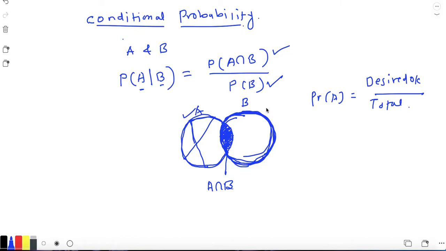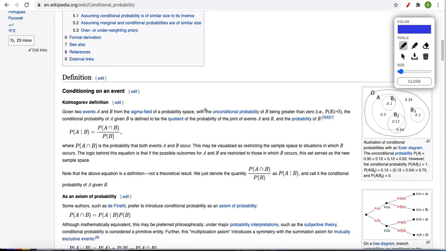We'll try to understand this with an example. Let me go to the website of Wikipedia. Here we are on the website of Wikipedia, and you can see the definition of conditional probability. It says the probability of A occurring given that B has already occurred is equal to the probability of A intersection B, the common portion to A and B, divided by the probability of B. Now, if these are independent events, the probability of A intersection B will be the probability of A times the probability of B. Let's not worry about that for now.